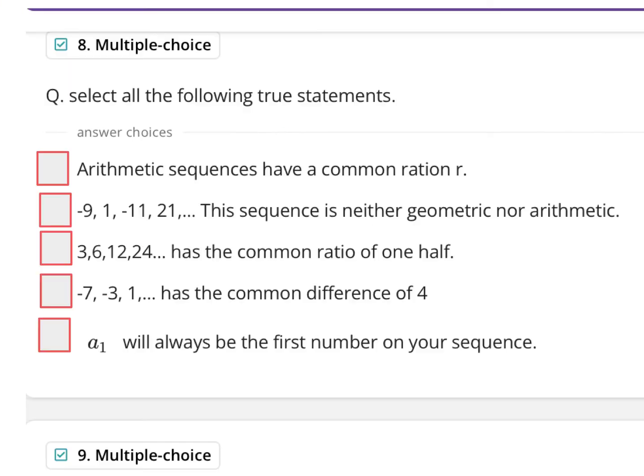Let's move on. Number 8, select all the following true statements. Well, arithmetic sequences have a common ratio. False. Arithmetic sequences have a common difference.